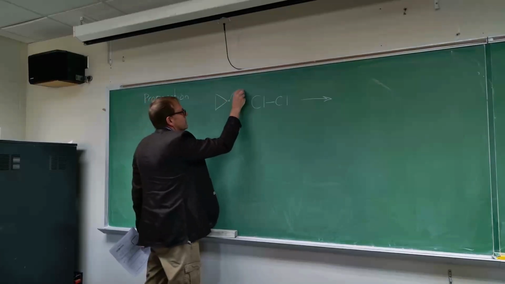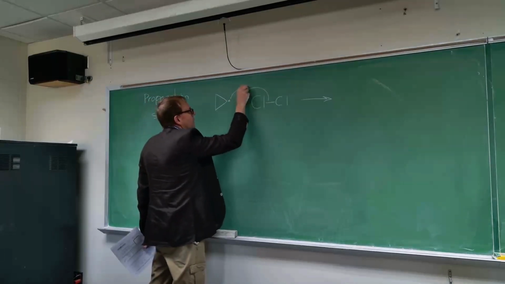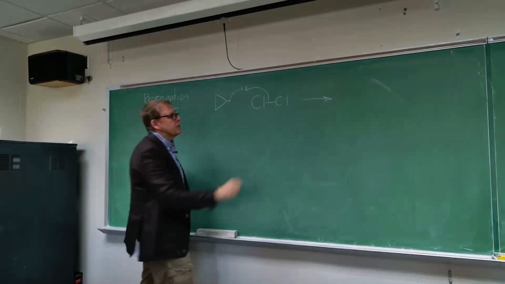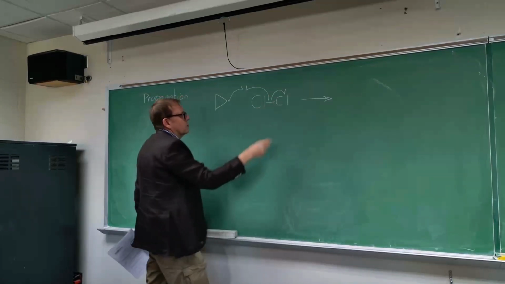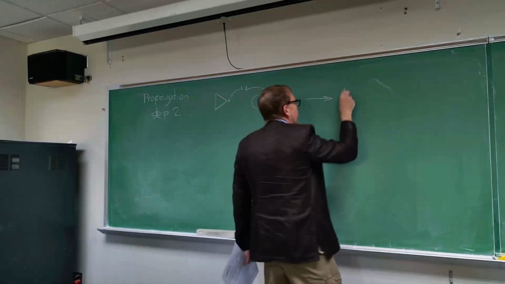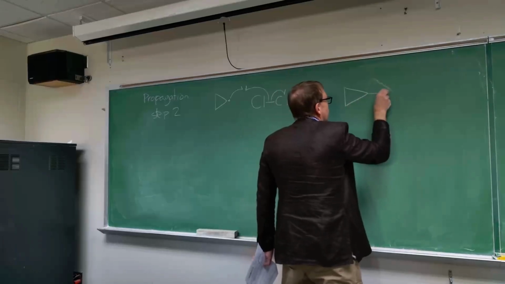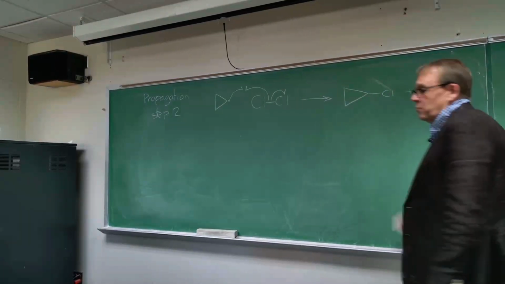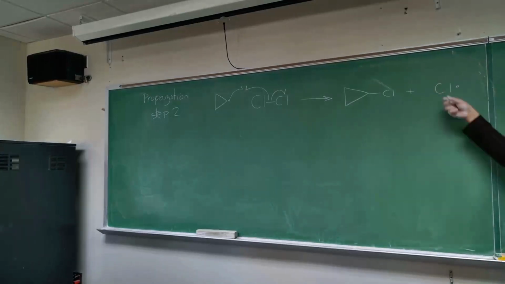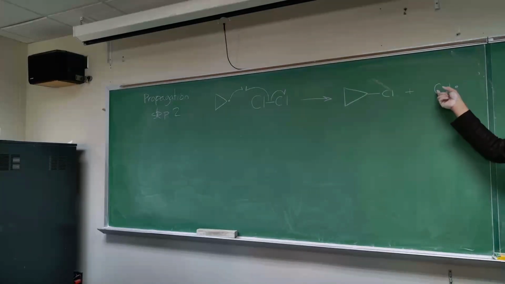And what it does is it grabs a Cl dot. You can show that with two fishhook arrows coming together. And then the other electron in the chlorine-chlorine single bond goes to the other chlorine. And so what this does is give the other major product in the reaction and reproduce a Cl dot, which can be the reactant in the first propagation reaction.